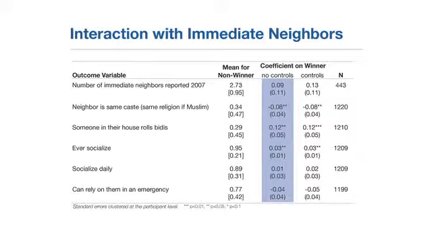Ever socialize is high for non-winners. 95% of these neighbor households, you say you ever socialize with them. It's slightly higher for winners, but it's high for everybody. Right? And they're equally likely to say that they socialize daily, or I can rely on them in an emergency. Right?